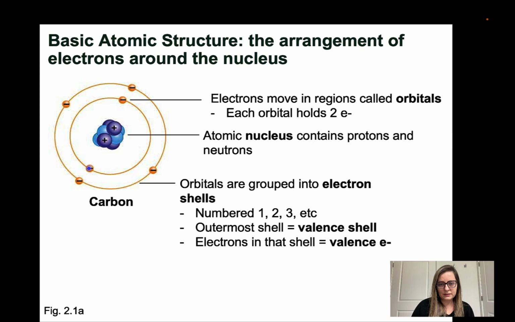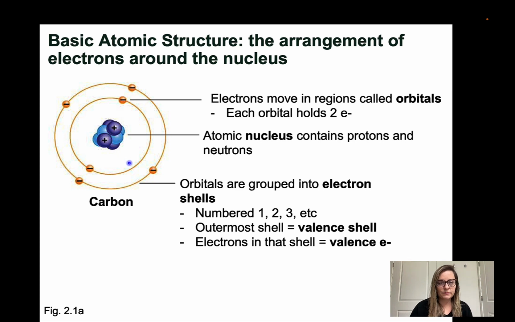And orbitals are then grouped into electron shells. So if we take this first shell, which we would number 1 here, this first shell can have 1 orbital, and so that carries 2 electrons. And then the next shells can hold 4 orbitals. Okay, so this is electron shell number 2.